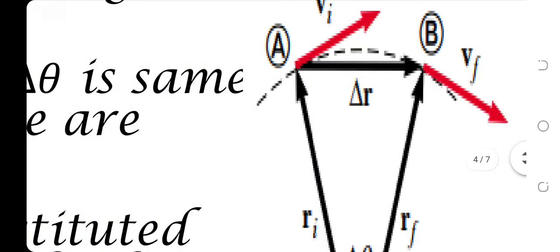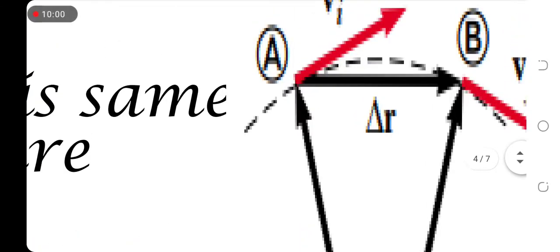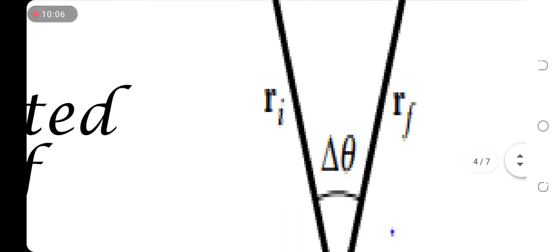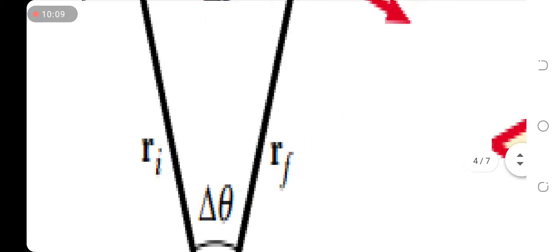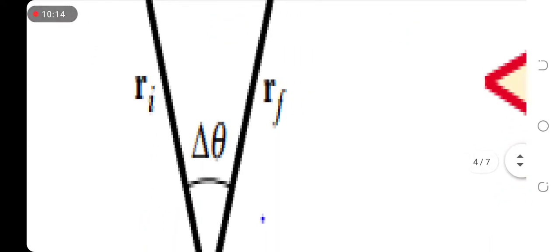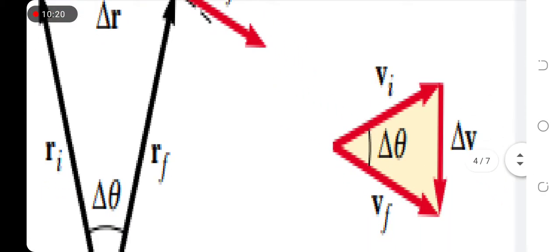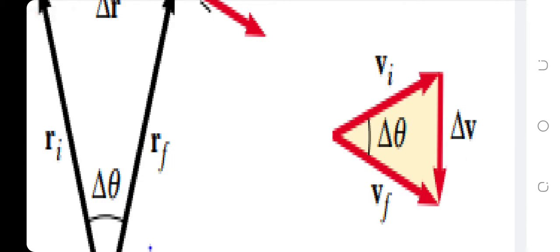The displacement will be the shortest distance from A to B, represented by delta r, and the distance will be from A to B, the arc length, the curved path. If displacement is small, delta r will be small and delta theta will be small. The velocity vectors are joined here, Vf and Vi. Delta v is their resultant vector and makes an angle delta theta.